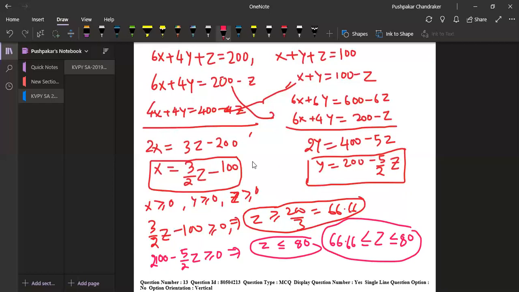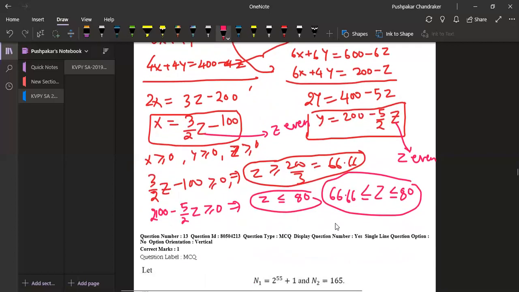Now you can notice here, x should be an integer, y should also be an integer. Now, for this to be an integer, see 100 is already an integer, 3 by 2 z should be an integer. Same here, 5 by 2 z should also be an integer. So this gives a result that z has to be even, because an even number by 2 is possible, it will be an integer. Same way here, z by 2 should be an integer, so z has to be an even integer. So we got to know that z is an even number and it lies between 66.66 to 80.